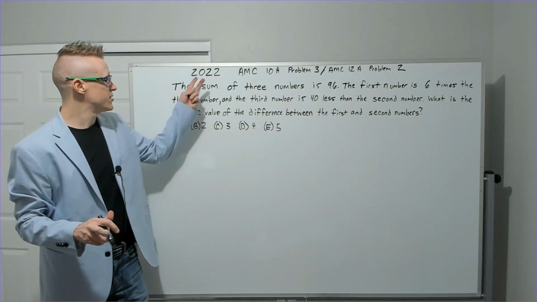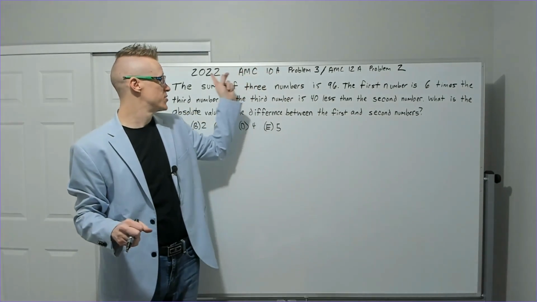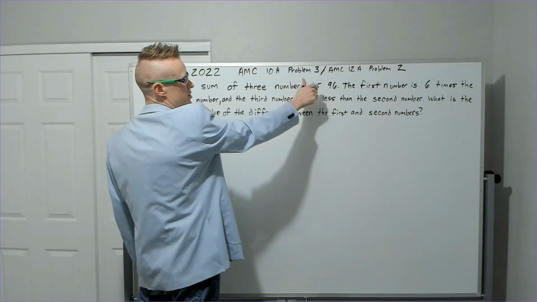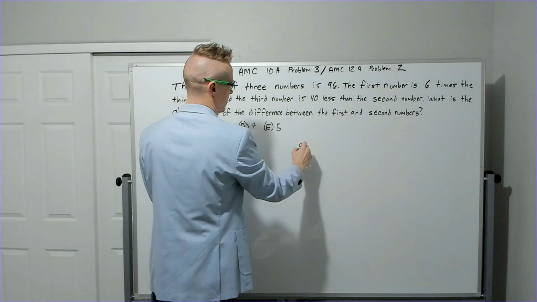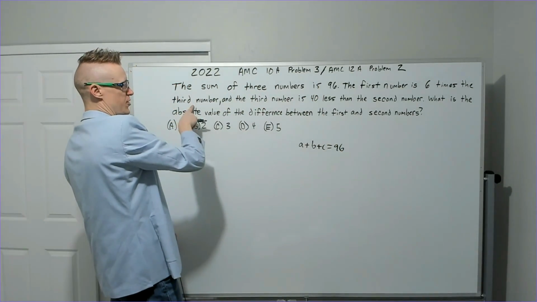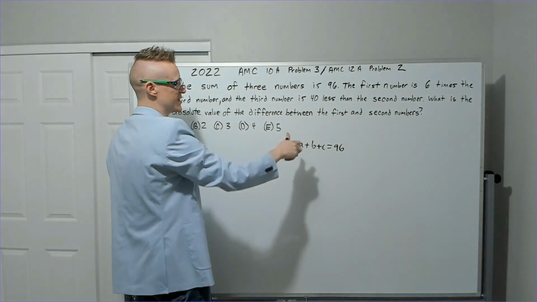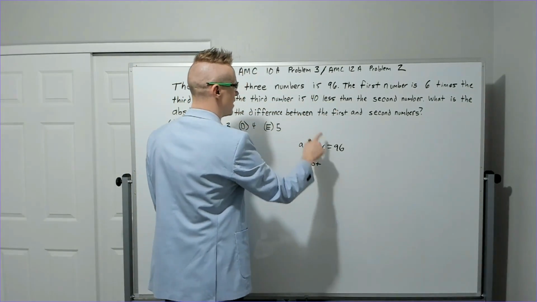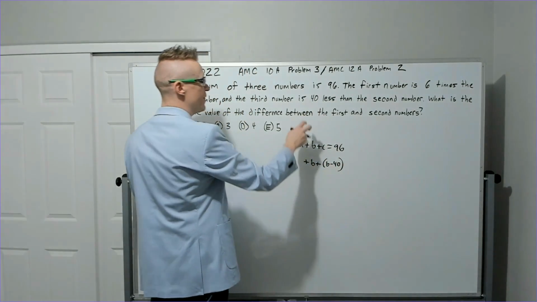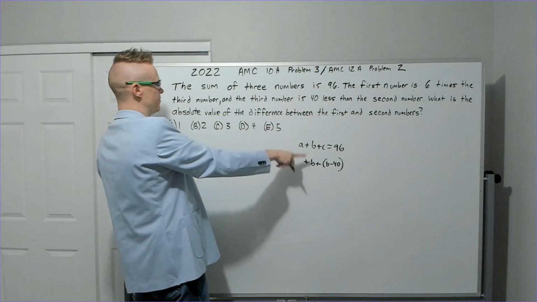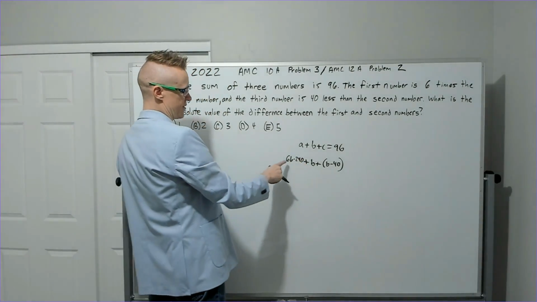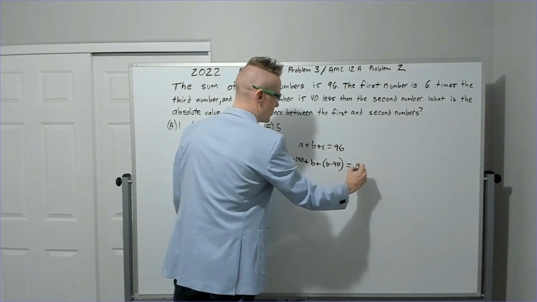And that will bring us to the AMC 10A problem 3 from 2022, also the 12A problem 2. The sum of 3 numbers is 96. So we could say something like A plus B plus C is 96. The first number is 6 times the third, but then it's going to put the third in terms of the second. So we're going to call it B. The third number is 40 less than the second, so it'll be B minus 40. And then the first number, A, would be 6 times the third number. So you're going to get 6B minus 240. So then that's 6 times this, if you will, and this is going to equal 96.